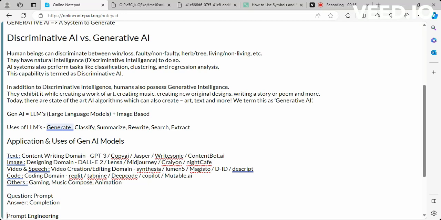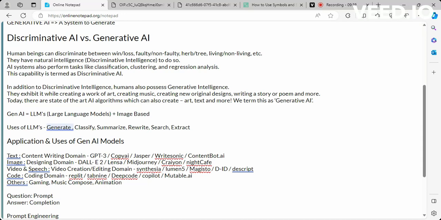And next, search. If you want to search for any words, for example, if you have given a passage and you want to get the verbs mentioned in that passage, you can get that, or nouns mentioned in the passage, you can get that. And extract is the same thing. You can extract particular things, like the important dates from the passage. So these are the different uses of LLMs we have by using Gen AI.